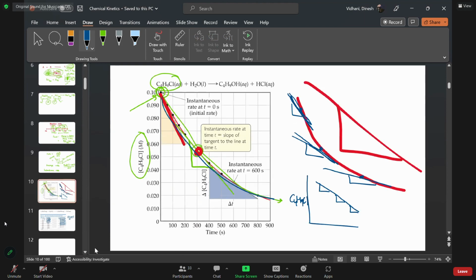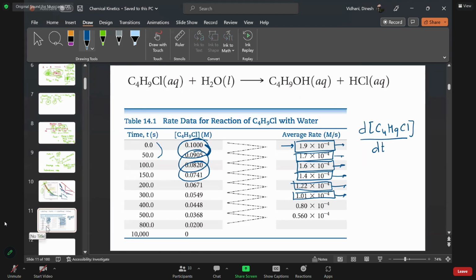Well, Professor, it's not necessarily a straight slope. Compared to the top, which is 1.9 × 10 to the power negative 4, the bottom one is roughly 4 times slower. So what is happening inside your flask?